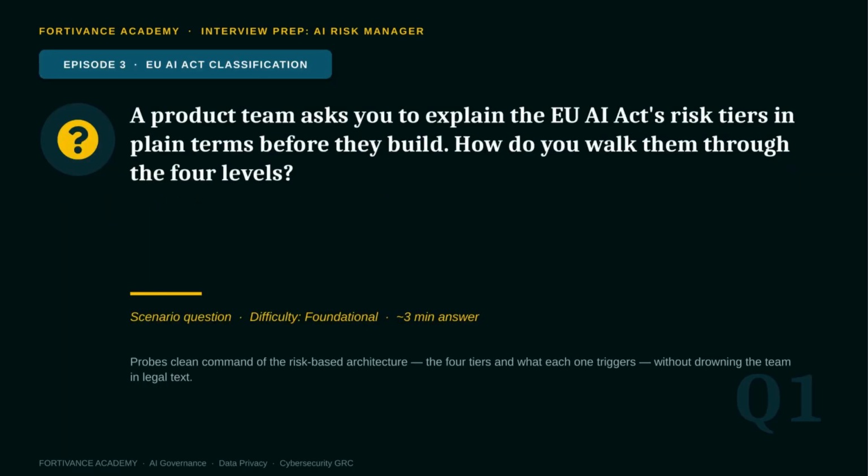We open Episode 3 on the foundation of the whole act, its risk-based pyramid. A product team needs the mental model before they build. What's tested? Can you lay out the 4 tiers cleanly? Unacceptable risk, which is banned outright. High risk, which carries the heavy obligations. Limited risk, which mainly triggers transparency duties. And minimal risk, which is most systems and is largely unregulated.